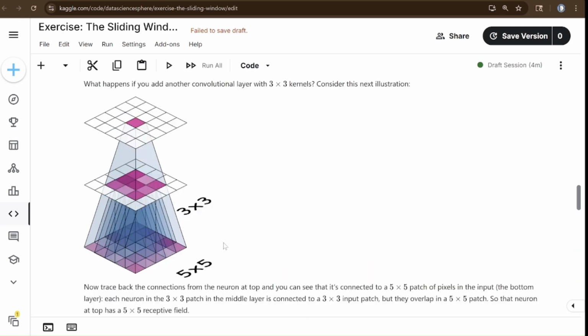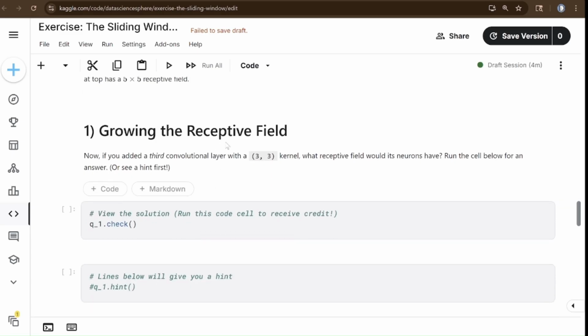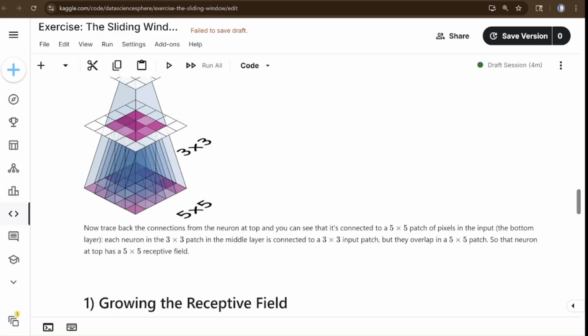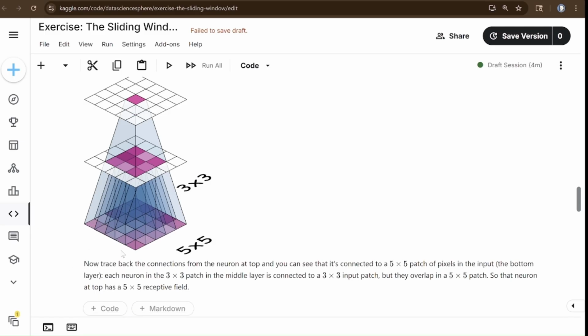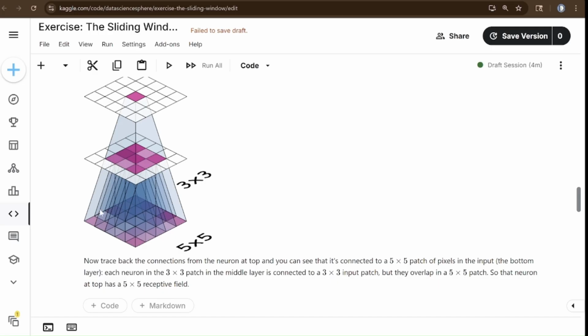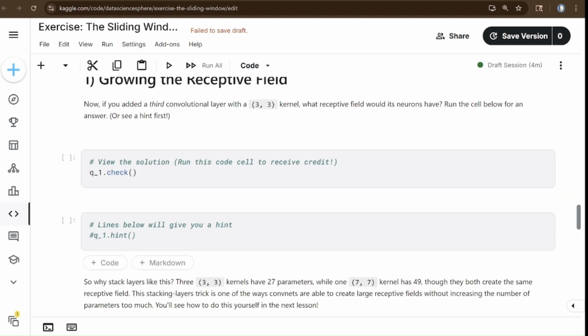So this one is actually getting from 5 into 5 patch. Okay. Now, growing the receptive field. Now, if you added a third convolutional layer with a 3,3 kernel, then what will be the answer? So, you try to tell. If you add one more layer, then that layer will also get from that layer also, right? So, in that scenario also, it will be increased 1 in each side, right? So, 5 will become 7. Let's check.